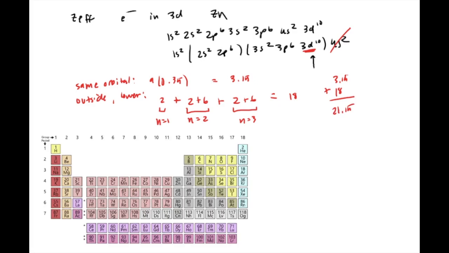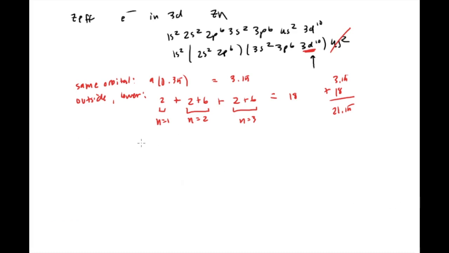And if we look back at our periodic table, we see that zinc has a proton number of 30. And so the effective nuclear charge is 30 minus 21.15. And so if we plug this into our calculator, we end up with a value of 8.85, which is your effective nuclear charge. So for our last example, we have 2 parts to this question.